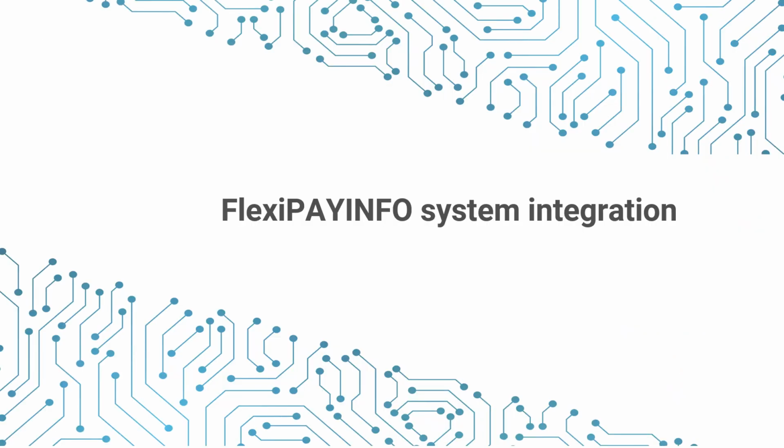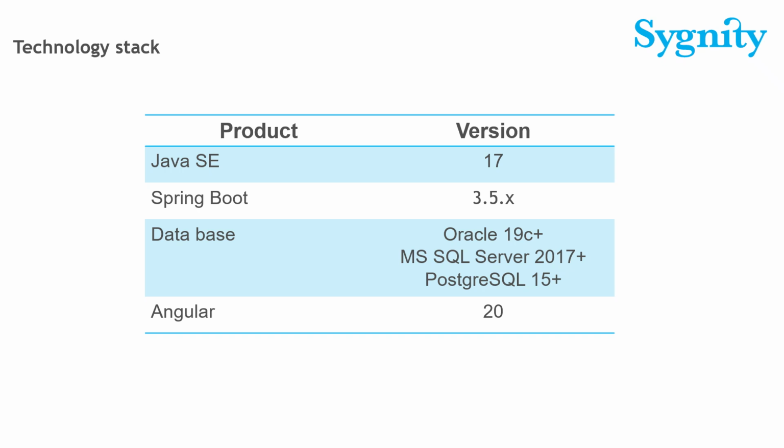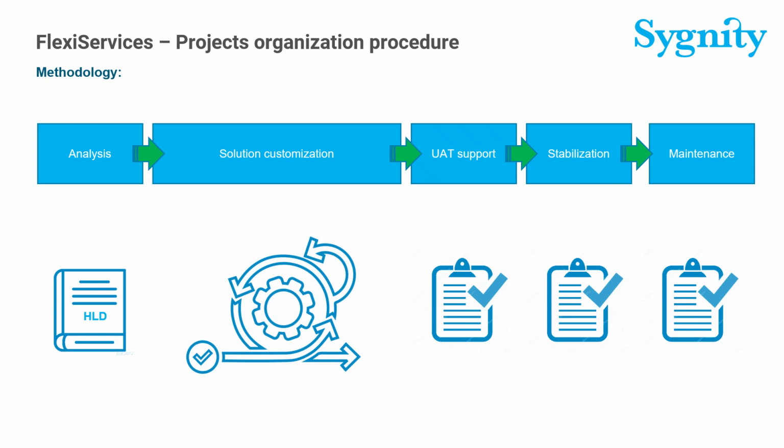FlexiPI Info System Integration. This is the current technology stack we are using in our applications. How do we work on our products? Project Lifecycle is based on traditional model, but we use shortened analysis. Its final product is HLD, High-Level Design Document, where we write down your expectations.